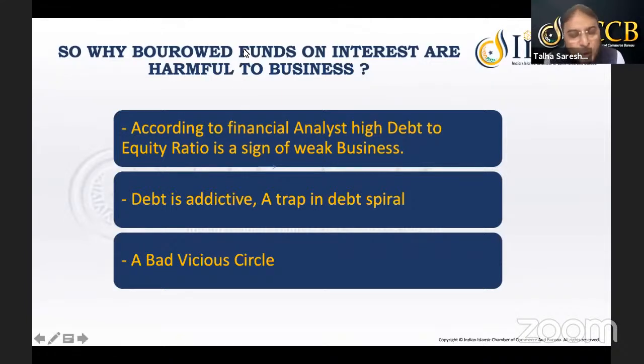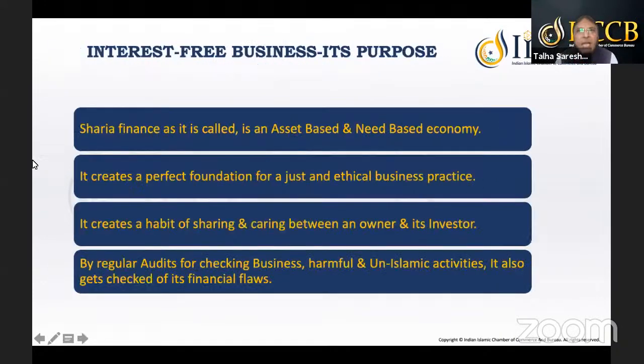However, if at all to expand, next slide please, we need funds to expand our growth. So for what purpose? What is interest free in that business? What is the purpose? So Sharia finance, it's called an asset based and need based economy.